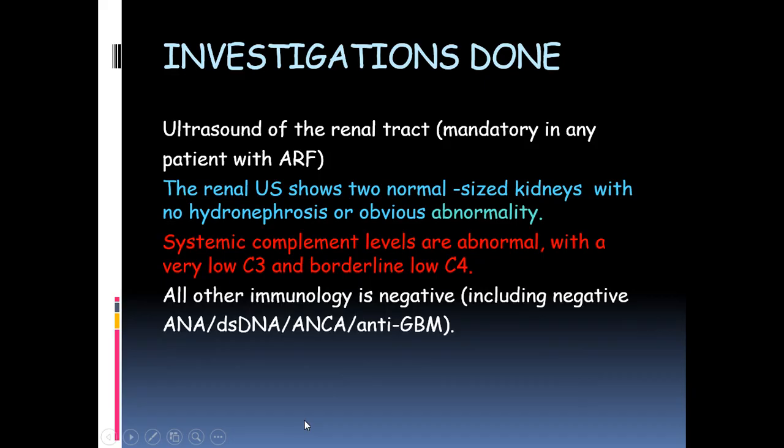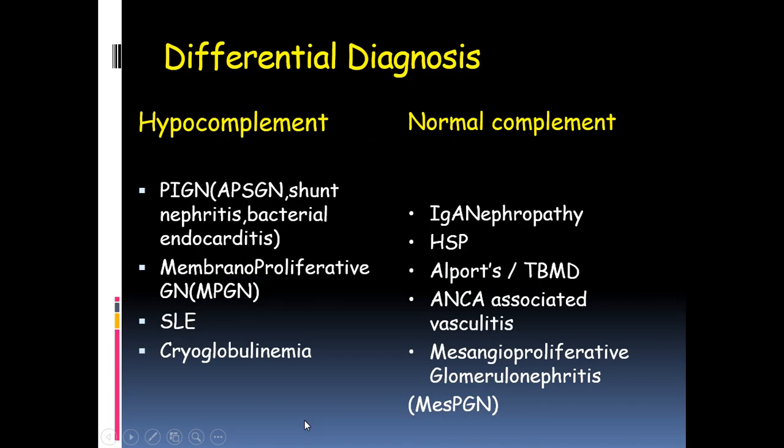Other immunological entities were negative, that is, we didn't get serological evidence for lupus or anti-GBM. So the differential when we get a low complement in a patient of acute glomerulonephritis, as you can appreciate, we can have post-streptococcal, we can have entities like bacterial endocarditis and shunt nephritis. Membranoproliferatives have low C3 levels, lupus has low C3 levels, while on the contrary, those with normal complements are the entities of IgA nephropathy, HSP nephritis, all the vasculitis which are associated with ANCA, and the entity of mesangial proliferative. This mesangial proliferative is different from the membranoproliferative glomerulonephritis.